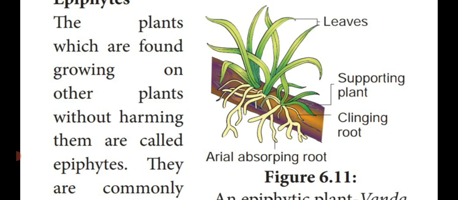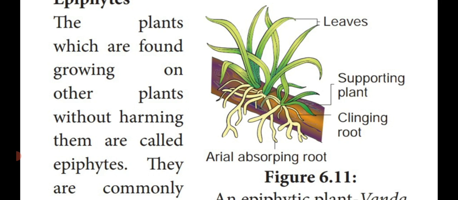Clinging roots give mechanical support to the plant. The other root, the aerial absorbing root, shows hygroscopic nature. Hygroscopic means they absorb water and mineral salts from the atmosphere with the help of a special type of spongy tissue known as velamen tissue. With the absorption of water and minerals, they prepare their own food material. They do not depend upon the host plant for food.